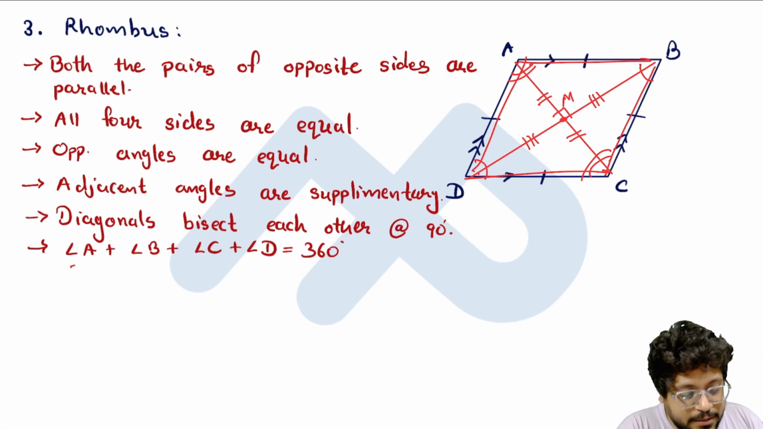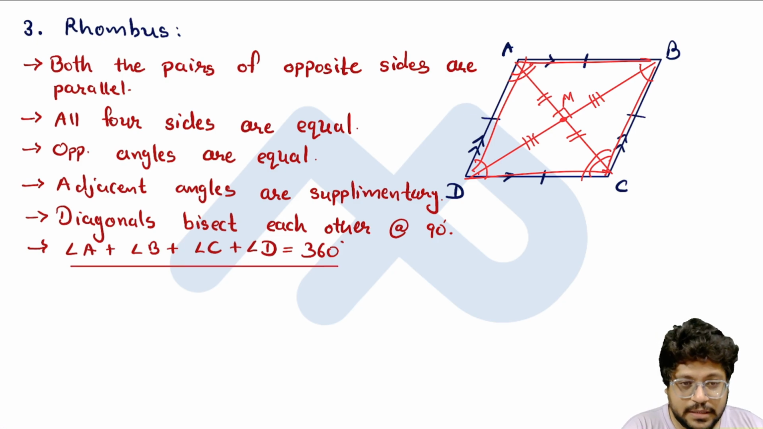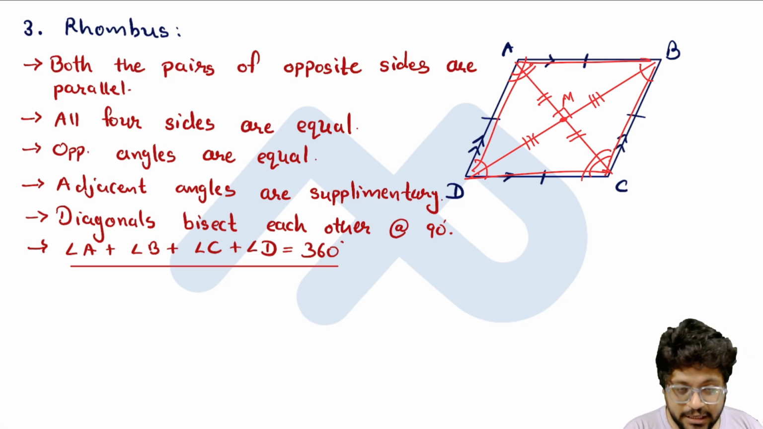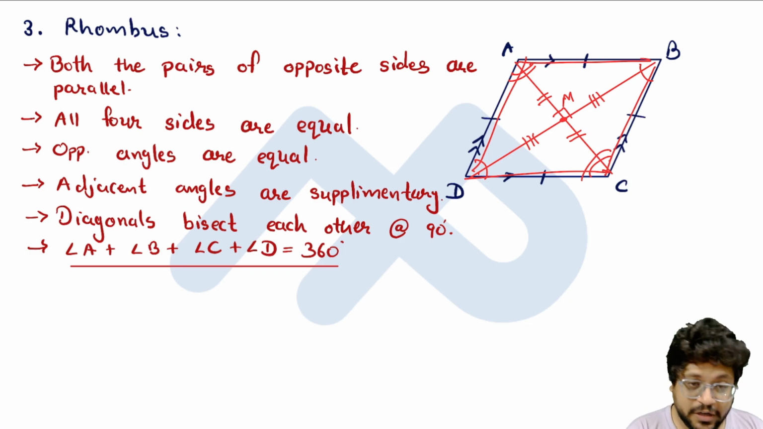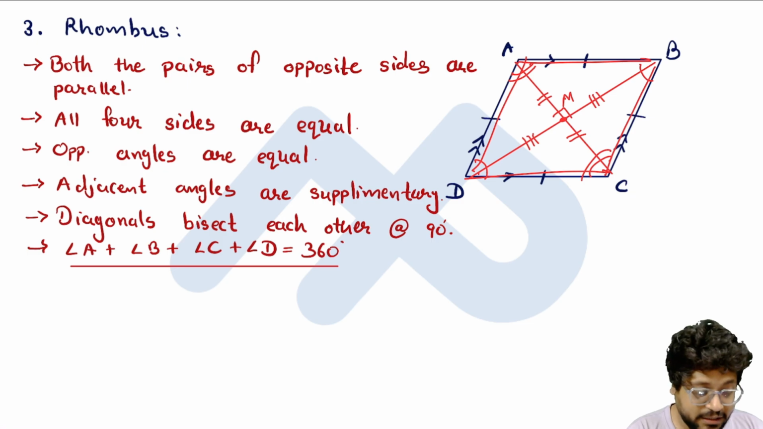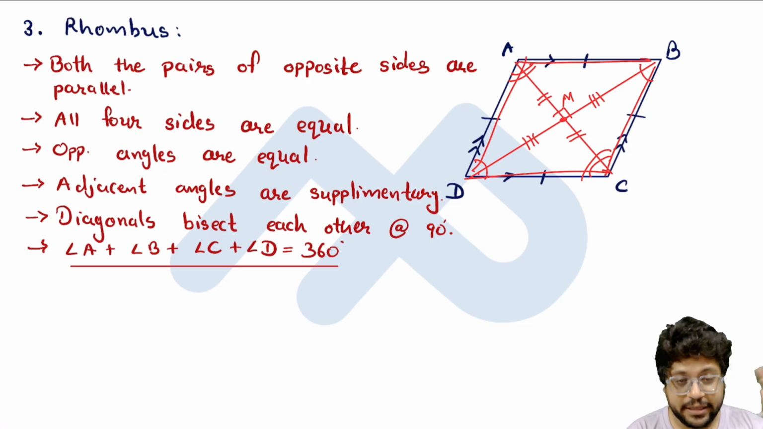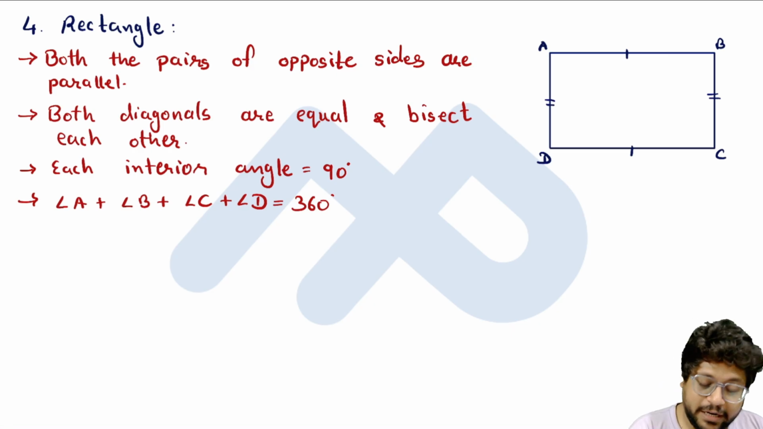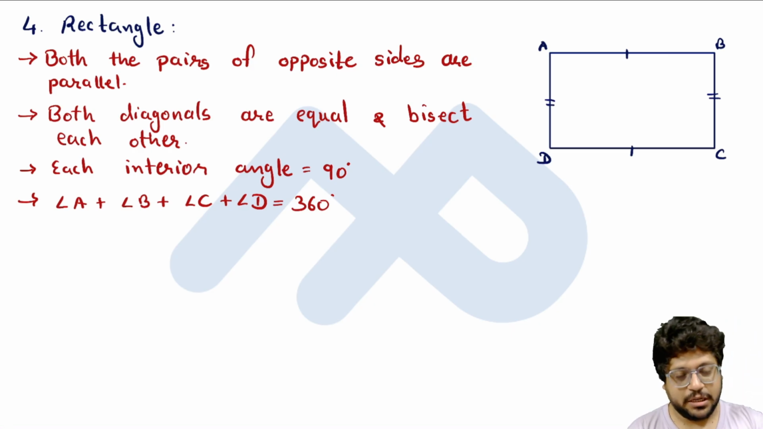And yeah, angle sum property is always there for any quadrilateral. Sum of all interior angles is always 360. So this was the rhombus for you. It's a special case of parallelogram. All sides are equal, opposite sides are parallel to each other, opposite angles are equal, adjacent angles are supplementary, both the diagonals bisect each other but at 90 degree. Clear? Fourth one, rectangle.